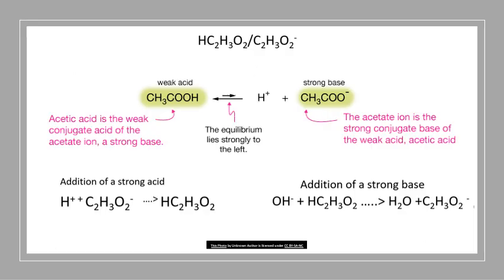Here we can see a combination of acetic acid and its conjugate base. This is a weak acid, and this is the conjugate base of our weak acid, acetic acid. The conjugate base is stronger than the weak acid. Now when we add acid to it, this strong base will react with the acid and it will go back to acetic acid. And when we add base to it, acetic acid will get neutralized by the base and the equilibrium will shift to the right side.